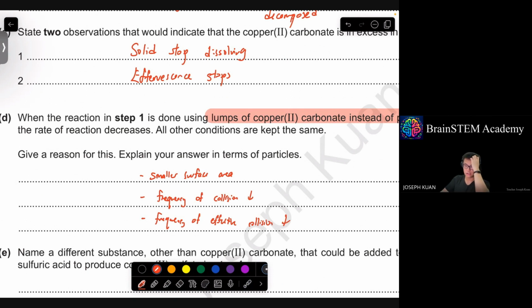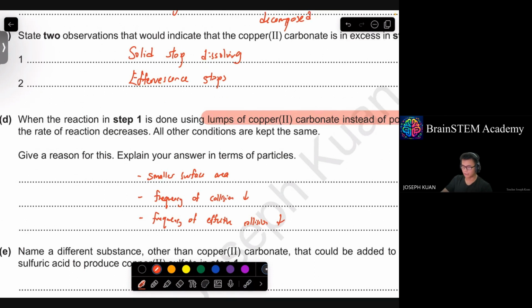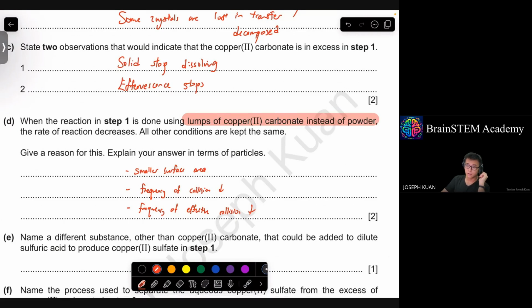Right? Which leads to essentially a lower rate of reaction. Right? Keep things simple. All right, these are for the lumps compared to the powder form. Right, moving on to E.